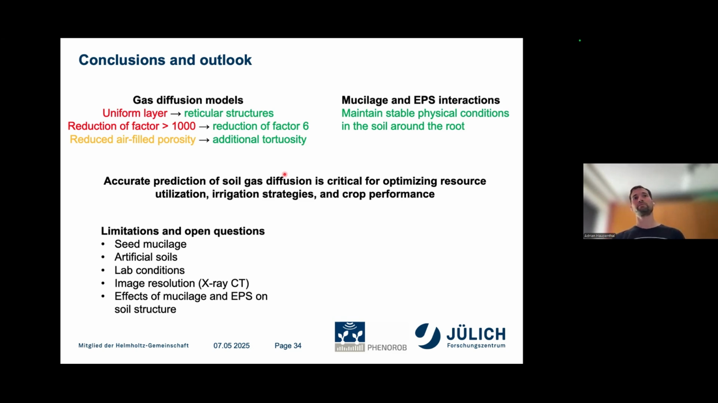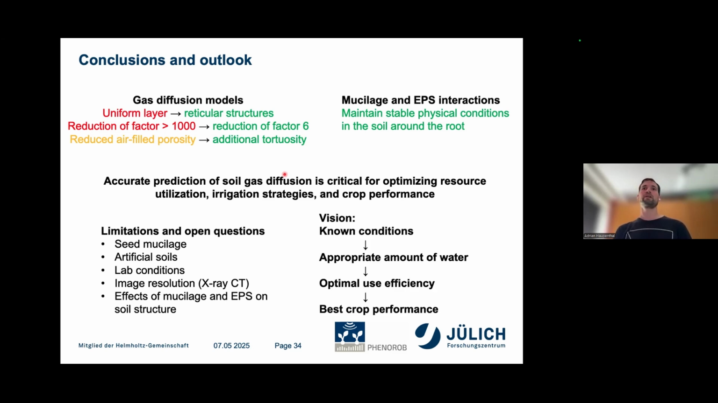The next step and the big open question would be the effects of mucilage and EPS on soil structure, which might then also explain the observed increase in the gas diffusivity during the drying phase with the addition of low mucilage contents. And to give a vision of where I want to end with this: if we know our conditions, at some time we can use an appropriate amount of water for the fields to have an optimal water use efficiency at the best crop performance.